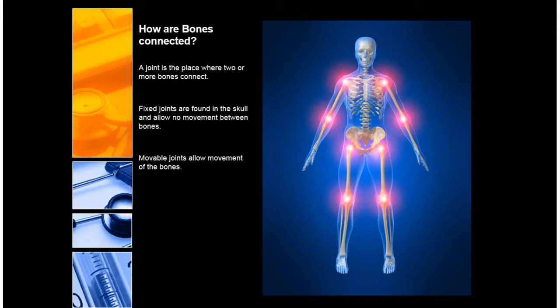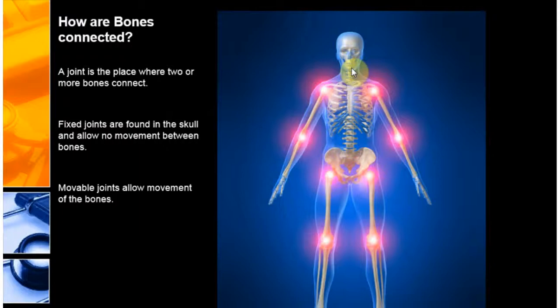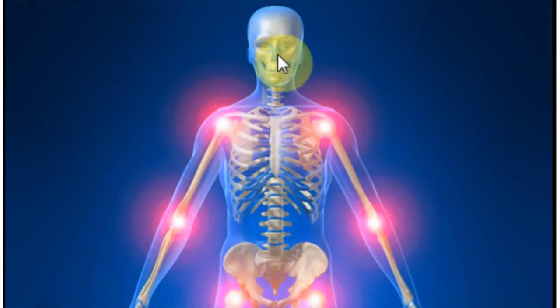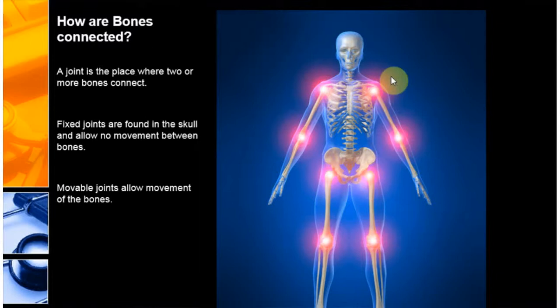Okay. How are bones connected? Now, we said that our bones are connected to each other because of ligaments, but what is another support for our bones? We have something called joints, and a joint is basically a place where two or more bones connect to each other. We have two main types of joints. We have fixed joints, and the fixed joints we have in our skull, and they really don't allow any movement between the bones. And we have movable joints that allow movements of bones, just like the ones we have here.